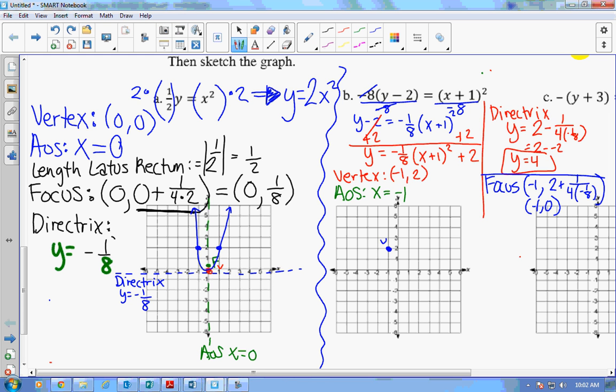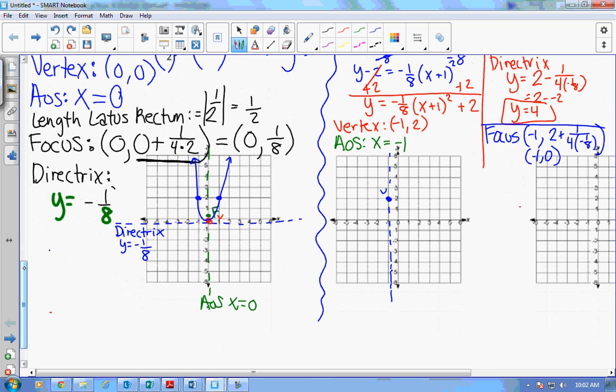The axis of symmetry is a line, x equals -1. And we show the axis of symmetry by doing a dashed line because it's a fold line. Axis of symmetry is x equals -1. It should go through the vertex. If it doesn't go through the vertex, then something's wrong.